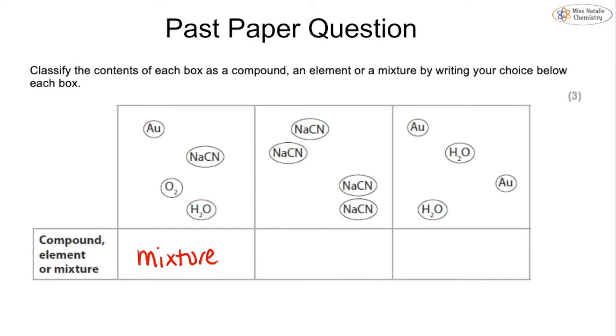We then go to the second box, and we have that sodium cyanide, so we have Na, C, and N. That can be broken down into those different elements, so it can't be an element. They are all the same and they're all joined together, so this has to be a compound. And then in the last box, we've got 2 atoms of gold and 2 molecules of water. Again, they're not joined, so this is another example of a mixture.